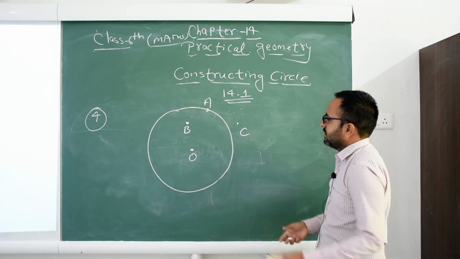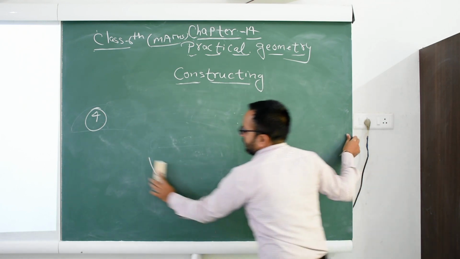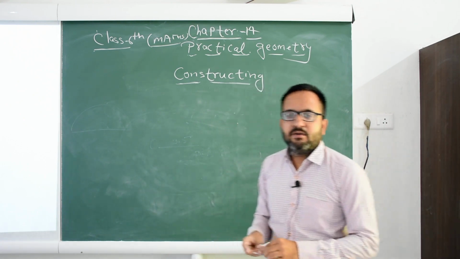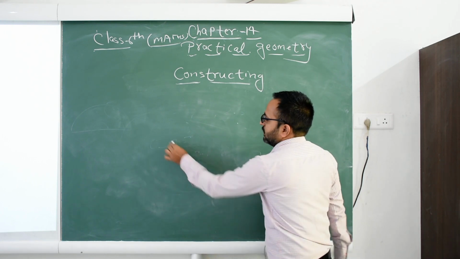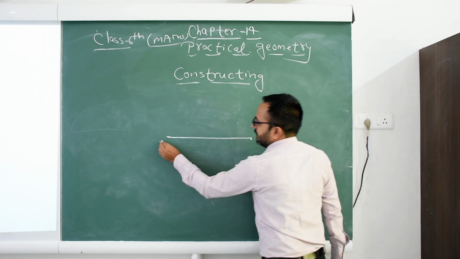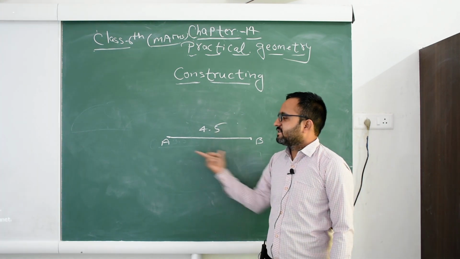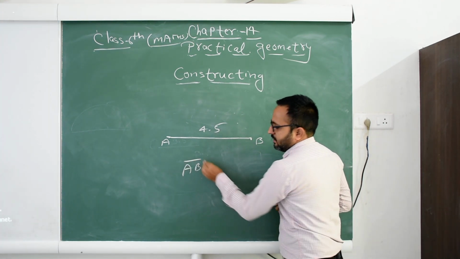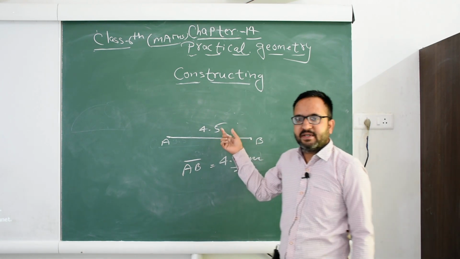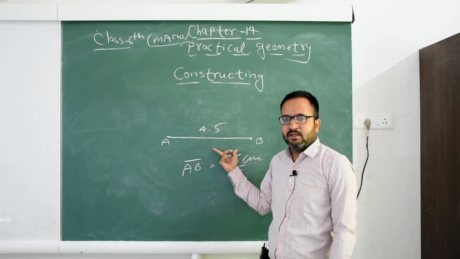What is a line segment? In the previous chapter we already learned what a line segment is. A line segment has two fixed points, A and B. Suppose the length is 4.5 centimeter. So this line segment AB is measured as 4.5 centimeter. A line segment can be measured, and it has two fixed points.